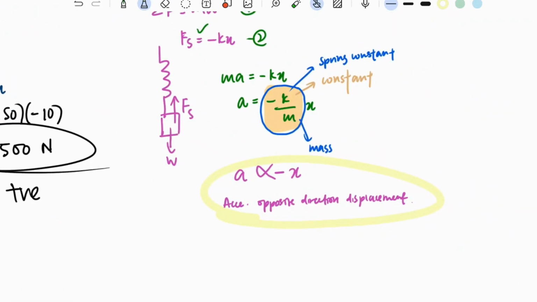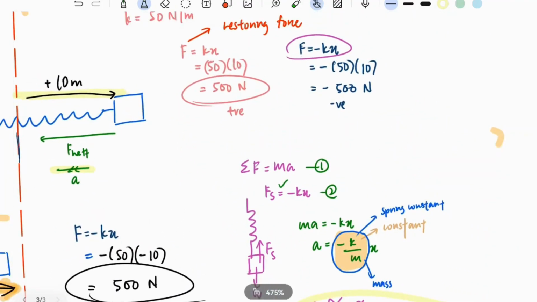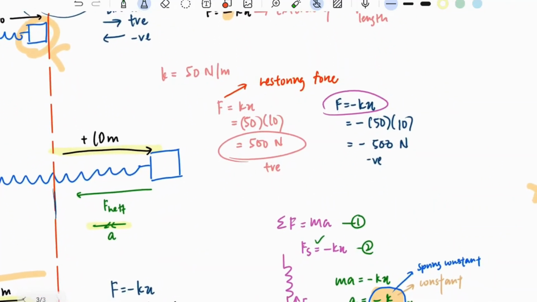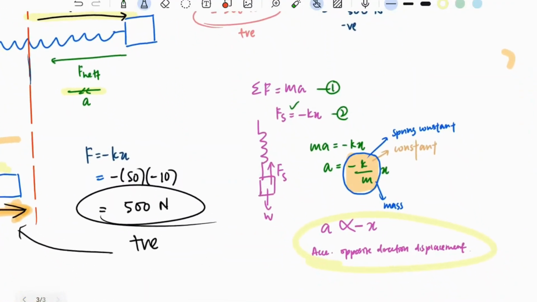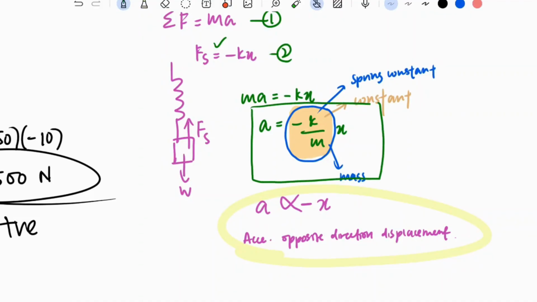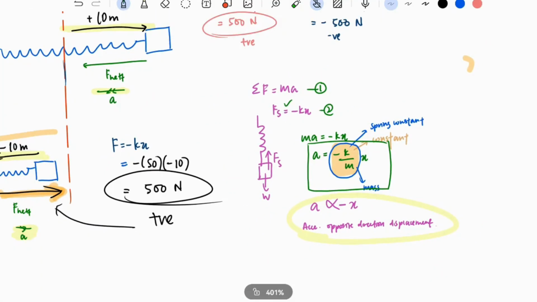So, actually, that is about it. That's the fundamental thing you need to know about simple harmonic motion, Hooke's law, the negative, and this equation. It's really very, very important. Actually, that is basically the definition of simple harmonic motion. It revolves around acceleration being directly proportional to displacement.